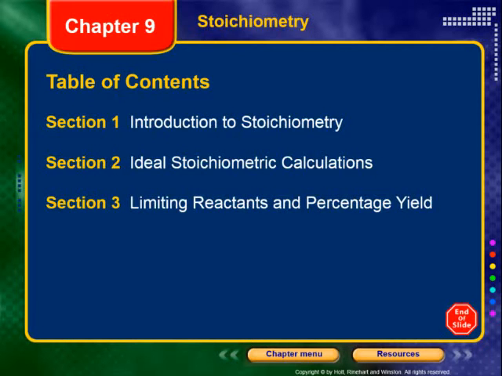All right, chemistry, this is your video lecture for chapter 9, section 1. We're going to be talking about stoichiometry. Now, section 1 is called Introduction to Stoichiometry, but we're going to move on from that to actually doing stoichiometric calculations in section 2, and then applying those stoichiometric calculations to real-life problems in section 3, things called limiting reagents and percent yield.